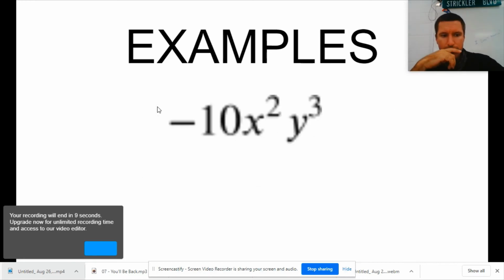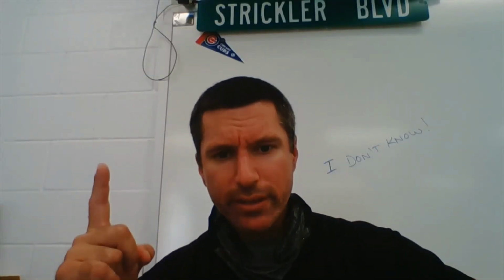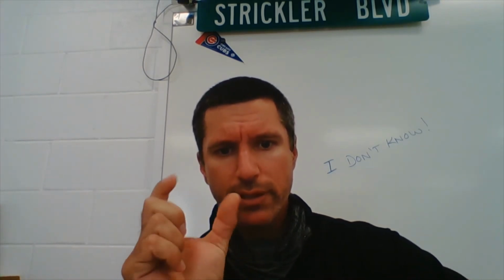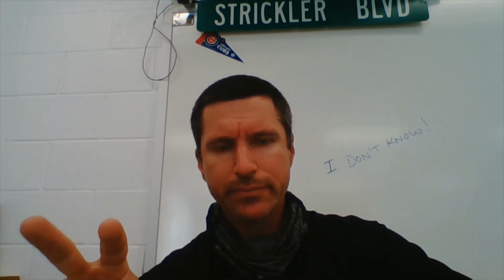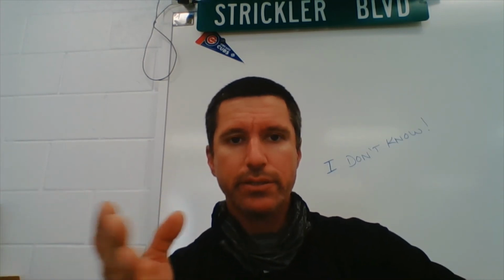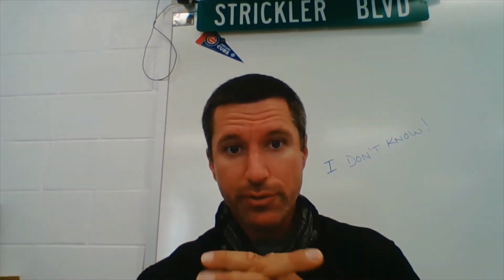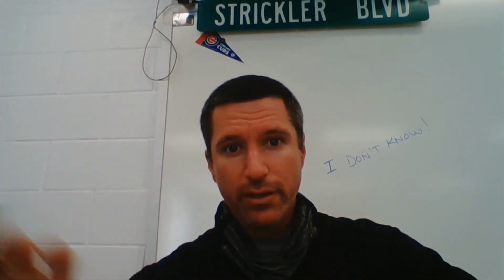Last one. I'm running out of time. Quintic monomial. Ooh, I wonder why that is. You see, it's quintic because it's x squared y cubed within the same term. So that's the amendment rule of the degree. So you have to add those two together. And then it's a monomial because it's -10 times x squared times y cubed. And multiplication is the glue that holds a term together. So it's one term, degree 5, quintic, monomial.